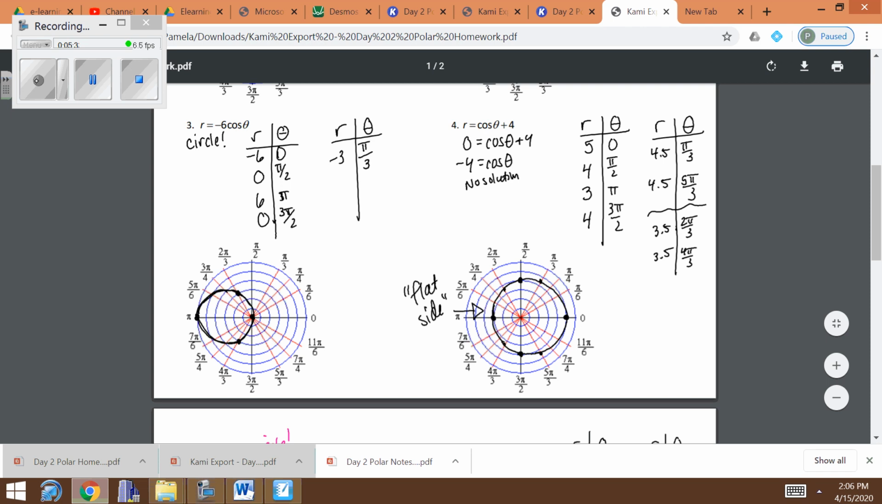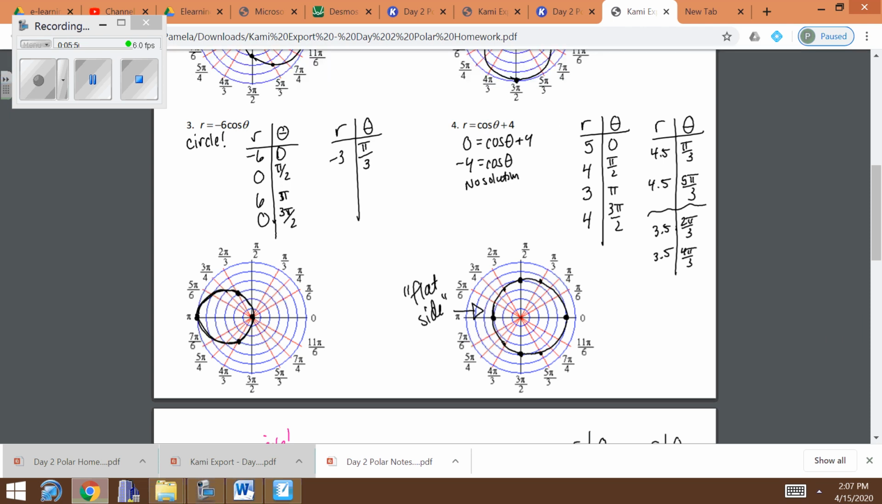And again, I picked the pi over 3 because I knew that the cosine of pi over 3 is 1/2. Negative 6 times 1/2 would give us negative 3, so that's my value right here. I didn't even write down my other value because I knew it was symmetric. The other value I could have chosen was 5 pi over 3. And again, those aren't the only values to pick. Those are just some values that help round out our circle.